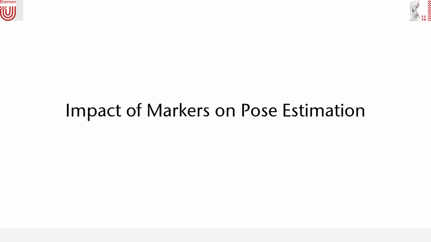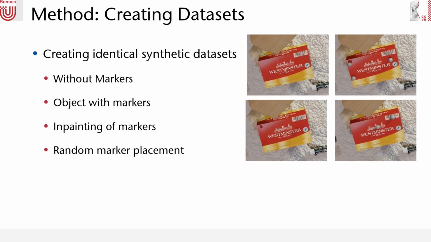Let's start with the first question, the impact of markers on pose estimation. To analyze the influence of markers, we create identical synthetic datasets where the only difference is the absence or existence of markers on the object. You can see it on the top row of the images, where on the left we have an object without any markers placed on it, and on the right we have the same object in the same scene but with markers placed on it. Additionally, we create a third and a fourth dataset to deal with feature learning of markers.